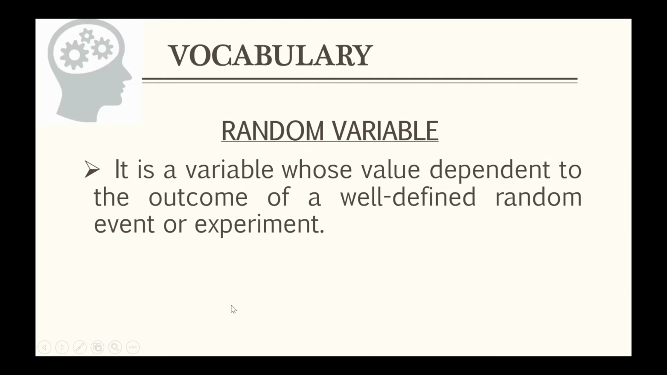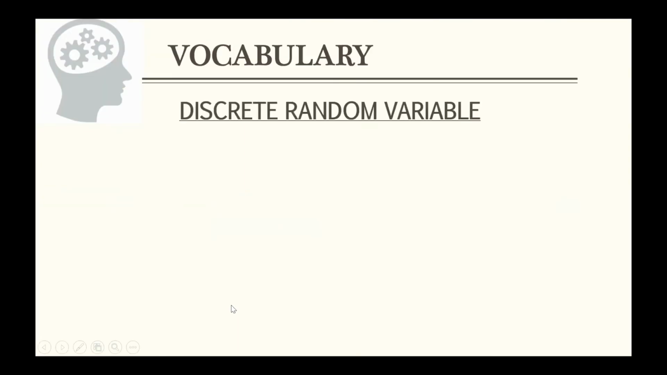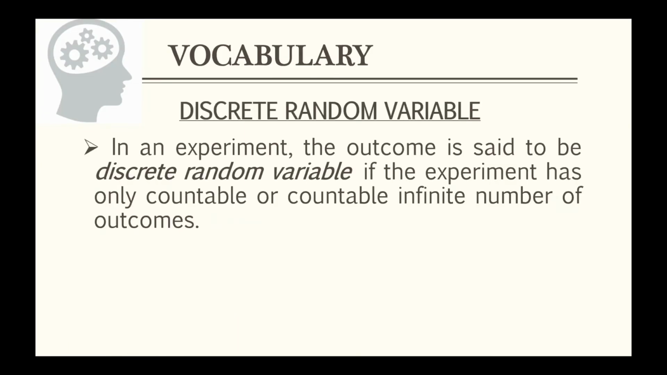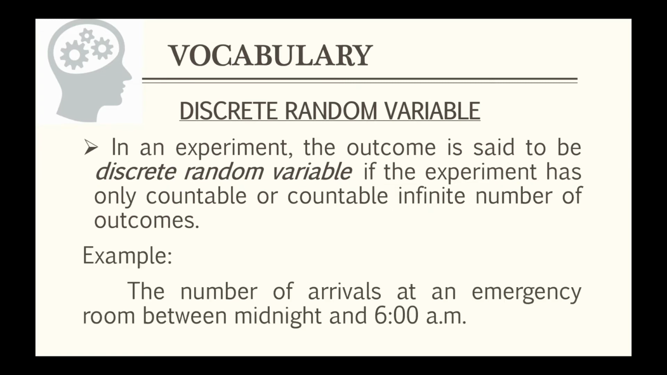What is a discrete random variable? In an experiment, the outcome is said to be discrete random variable if the experiment has only countable or countably infinite number of outcomes. Example, the number of arrivals at an emergency room between midnight and 6 a.m. In this event, the number of arrivals is an example of discrete variable. So this is what we call discrete random variable.